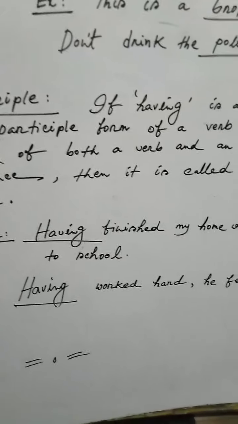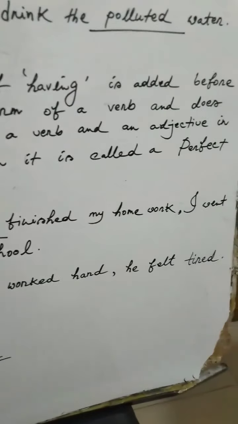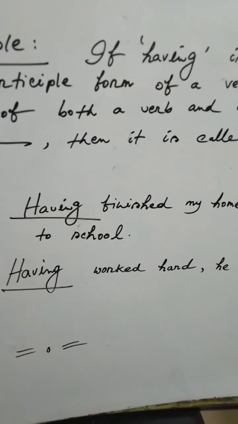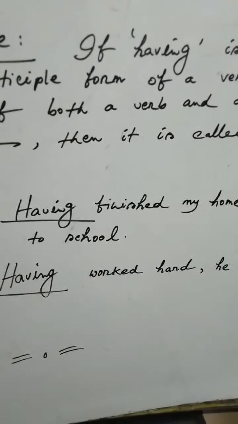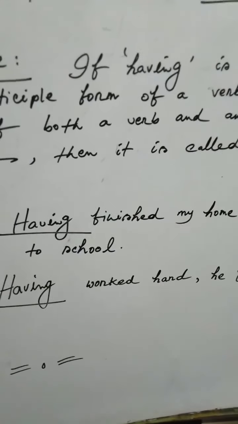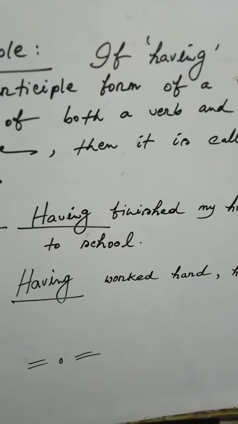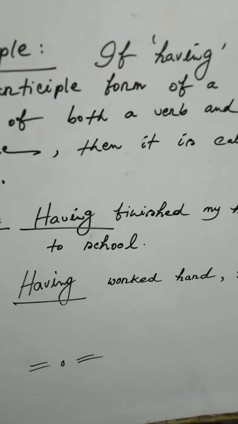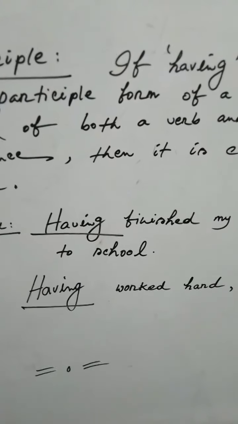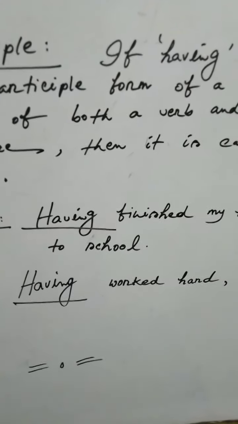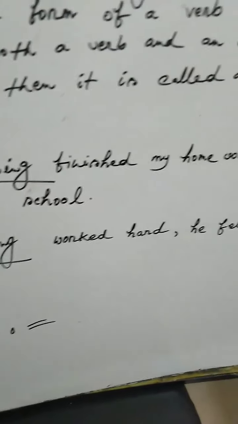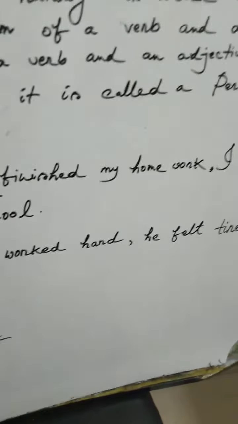As for example, you can see here, having finished my homework, I went to school. Here, having has been used before the past participle form of finish. You know, finished is the past participle form of finish, but having is used before it. That's why here having acts like an adjective, and according to the definition of perfect participle, it is a perfect participle.